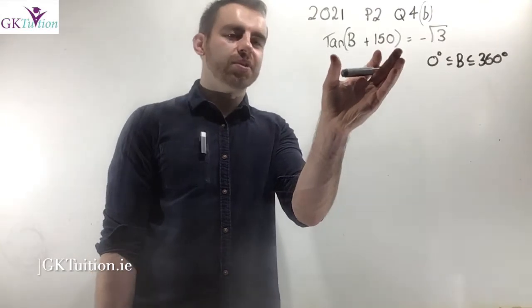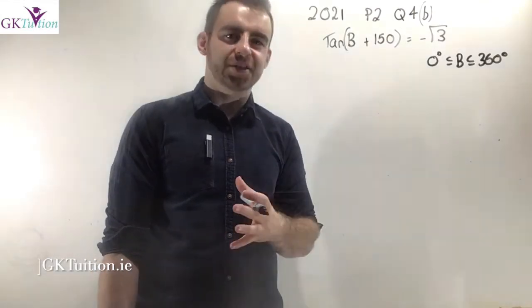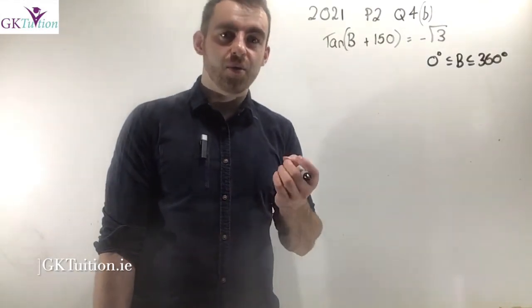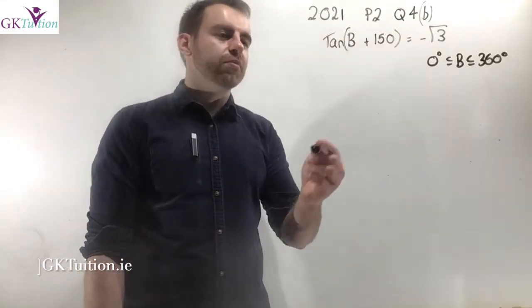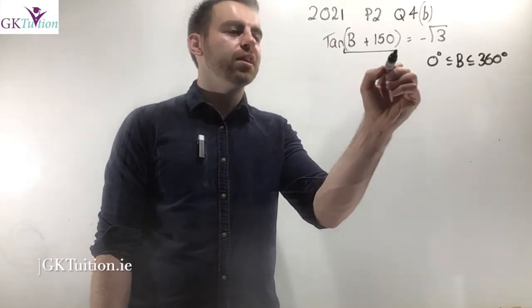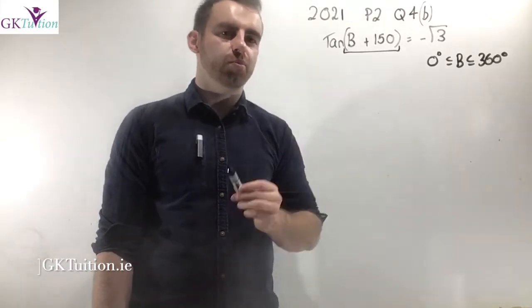The way that I'm going to use the unit circle, there's a little catch in it that a lot of students might have missed if they tried to do this in the exam. So the first thing you have to recognize, if we're using the unit circle, obviously it's strange because there's a b plus 150.